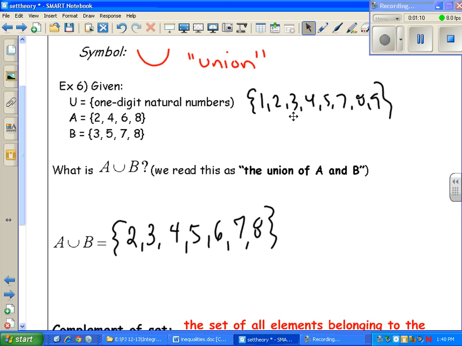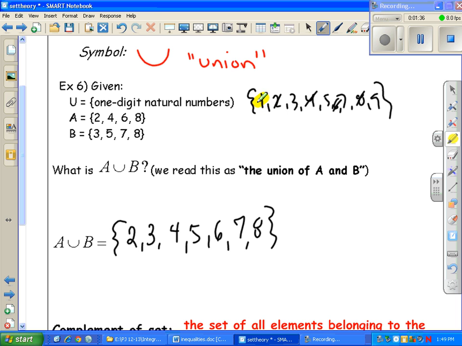So here's our universal set, 1, 2, 3, 4, 5, 6, 7, 8, 9. And set A has 2, 4, 6, and 8. So as I look at my universal set, I'm going to go ahead and cross off 2, 4, 6, and 8 because those numbers are in set A. Remember, the complement is asking us what numbers are not in set A. Well, the numbers that we have left would represent the complement: 1, 3, 5, 7, and 9. So the complement of A would be equal to 1, 3, 5, 7, and 9. Okay?